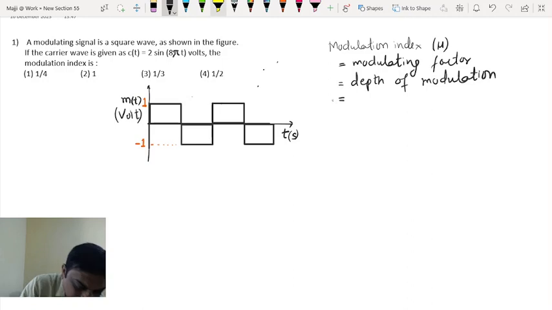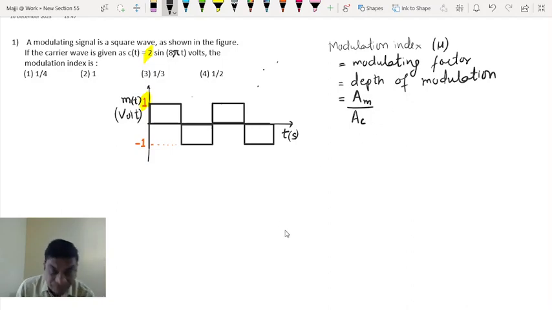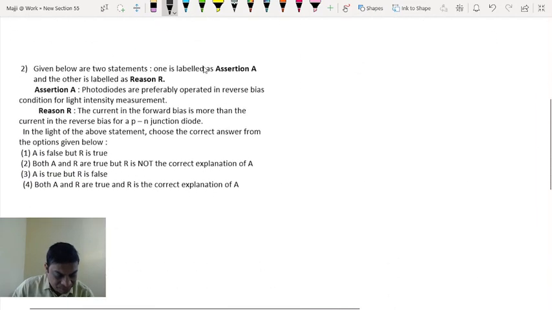And in simple terms, we know the amplitude of the carrier wave. We also know the amplitude of the modulating wave. So it is given as amplitude of the modulating wave upon amplitude of the carrier wave. Basic definition. So what is the amplitude of the modulating wave? It is exactly 1 volt, whereas that of the carrier wave is 2 volt. So basically it is half. I hope that is clear. As simple as that. Let us move to the next question.